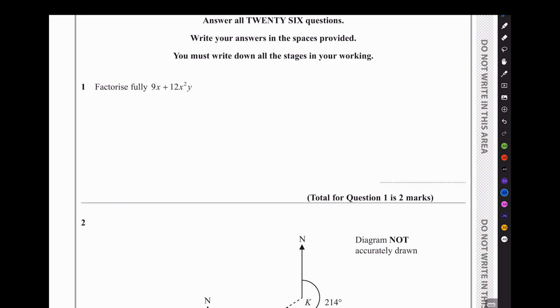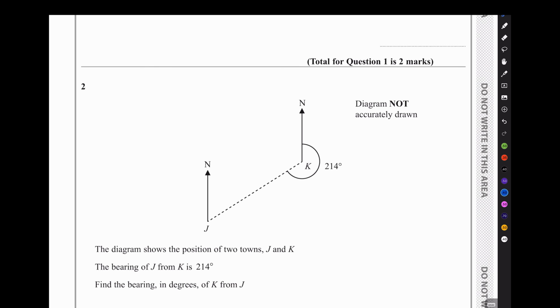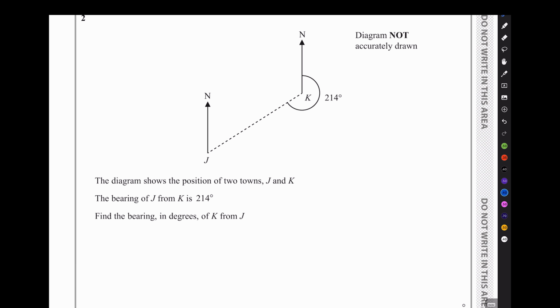So the first question is factorize fully. This is really simple. We can clearly see that 3 can be factored out and also x can be factored out. So this leaves us with 3 plus 4x and y. Okay, that's it. Done. The next one: the diagram shows the position of two towns, J and K. It uses the bearing of J from K. So from K, it's 214.